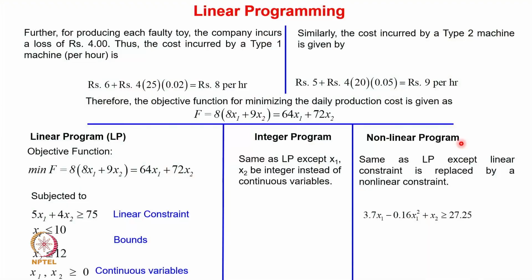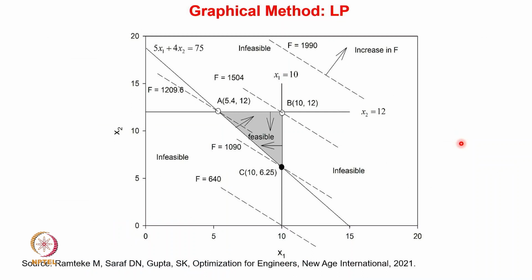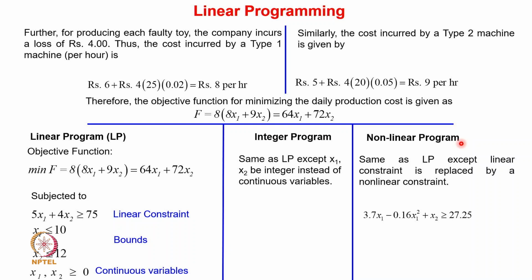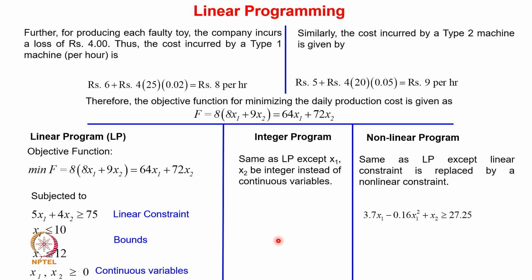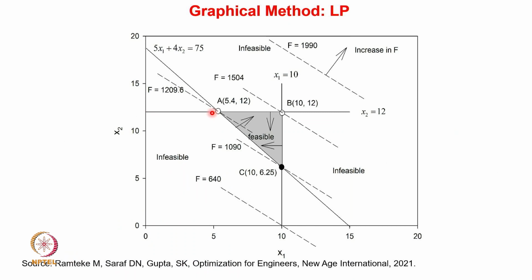Now, let us look at the solution of these three programs and understand the complexity in solving each of these. When we solve a linear programming formulation, I can draw the feasible regions directly here, isn't it? x1 is less than or equal to 10, so at x1 equals 10 I can draw a line, and anything on the left-hand side of it is feasible. Similarly, x2 is less than or equal to 12, so I can draw a line at x2 equals 12, and anything below this is the feasible region.